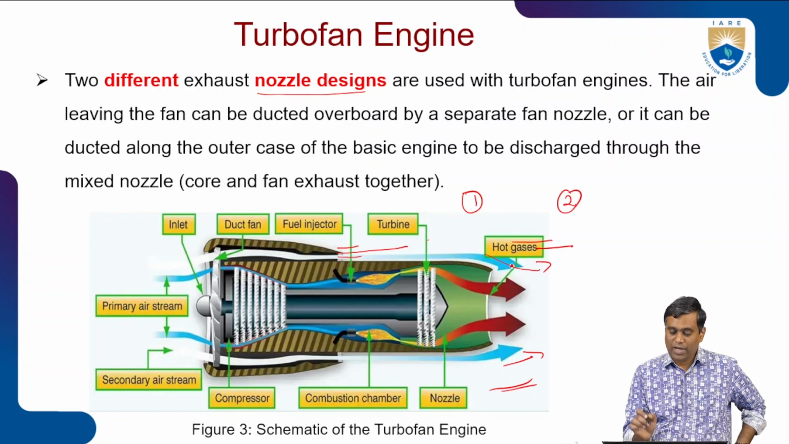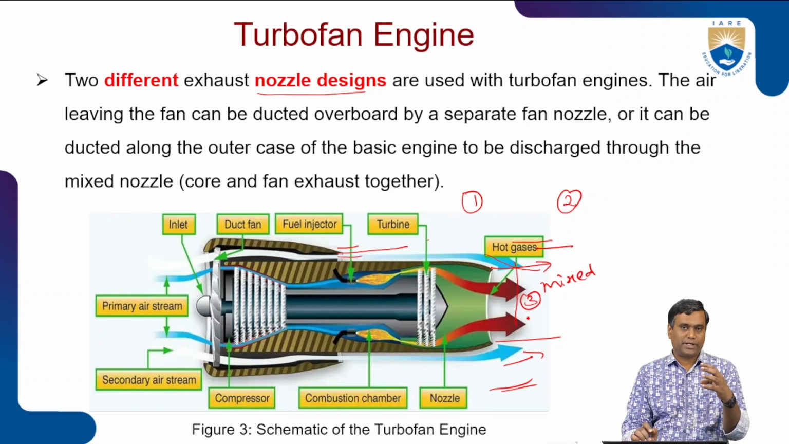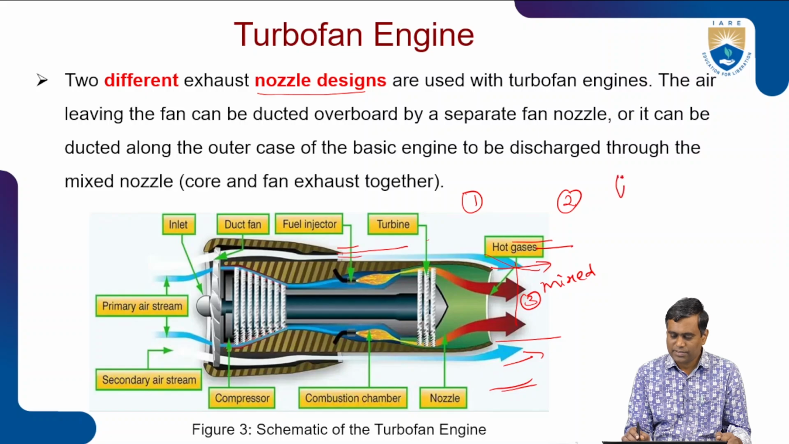And where the flows are separate. And the third type is where the flows can be mixed. So in the third type, this ducted turbofan exhaust is mixed with the exhaust of the turbine engine. So let us see it like this. This is the core engine.